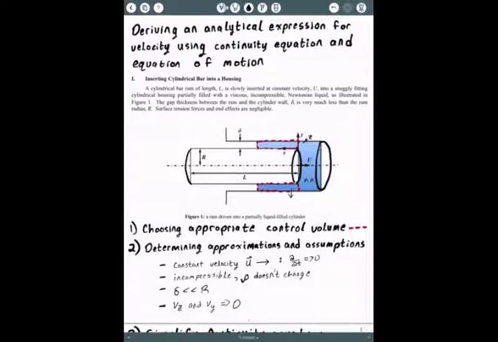Hello you guys, today I'm going to be teaching you how to derive an analytical expression for velocity using the continuity equation and equation of motion. Let's go ahead and get started.